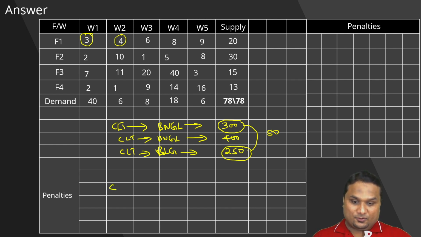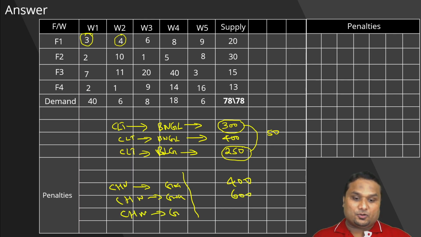Suppose I have an office in Chennai. From Chennai, I have to send a courier to Goa. My first option is 400 rupees. My second option from Chennai to Goa is 600 rupee. Now my third option from Chennai to Goa is 900 rupee.